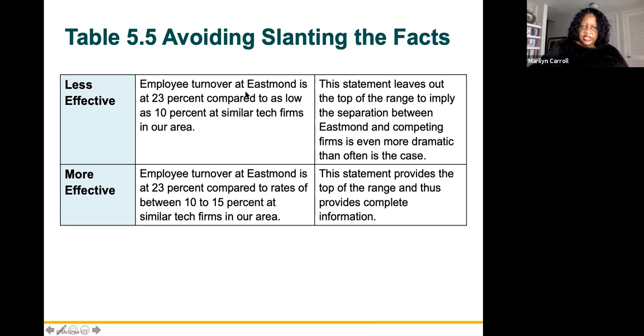Employee turnover at Eastman is at 23% compared to as low as 10. Versus, employee turnover at Eastman is at 23% compared to rates of between 10 to 15% at similar tech firms. This statement provides the top of the range and thus provides complete information.